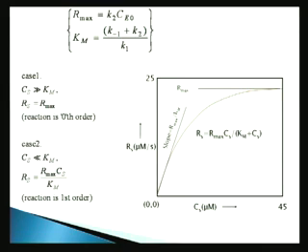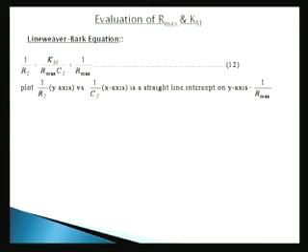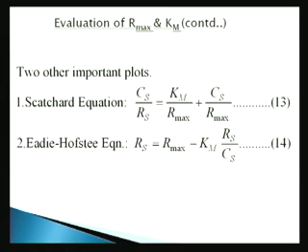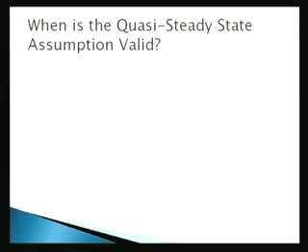We talked about 4 different ways of measuring it. One is asymptotic analysis, the second one is a linear curve where you take the inverse of that and it's easier to measure, and then there's a scattered plot and the Eadie-Hofstee equation, and the final thing we tested is the quasi steady state assumption, whether that is valid or not.